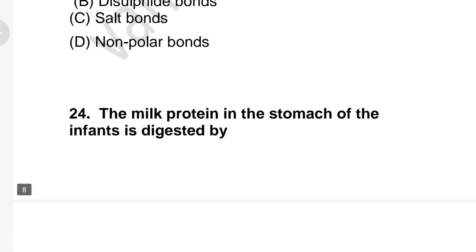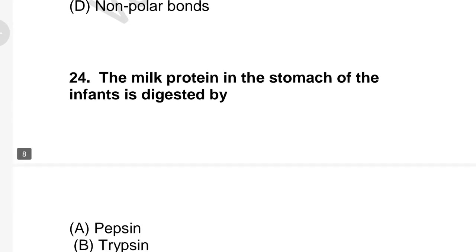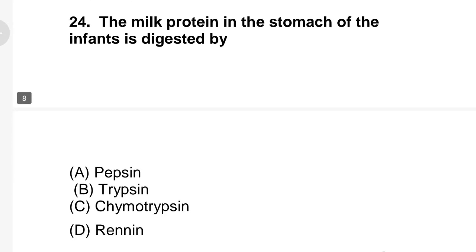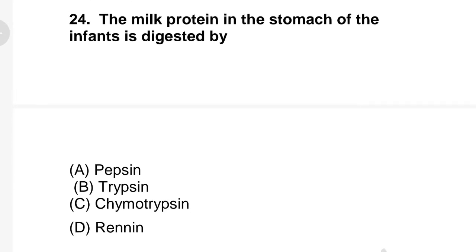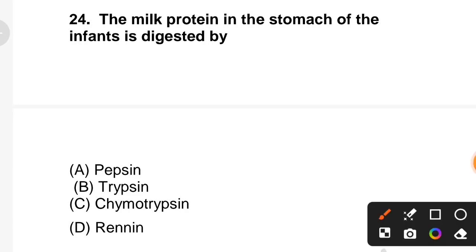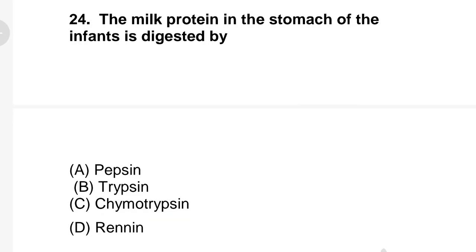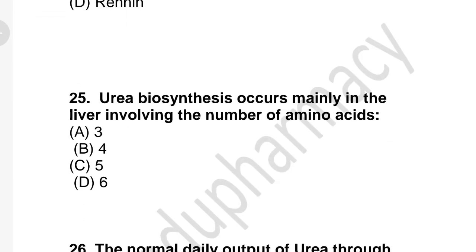The milk protein in the stomach of the infant is digested by option A pepsin, option B trypsin, option C chymotrypsin, option D rennin. Right answer is option D rennin. Urea biosynthesis occurs mainly in the liver involving the number of amino acids. Option A 3, option B 4, option C 5, option D 6. Right answer is option D 6.